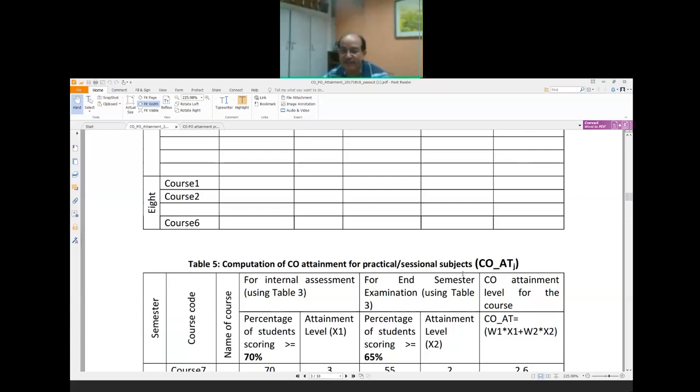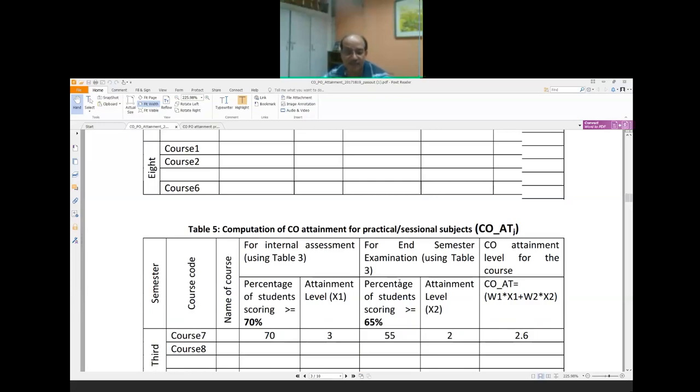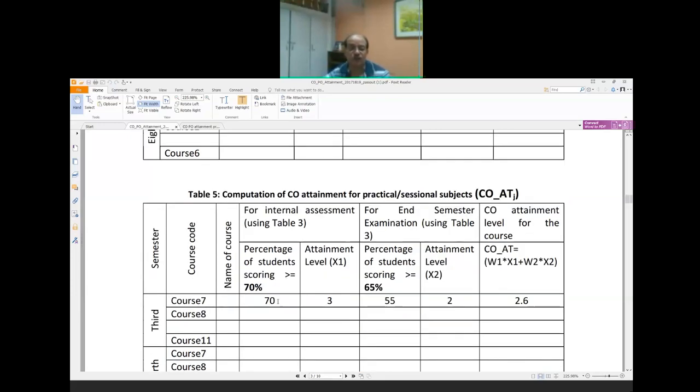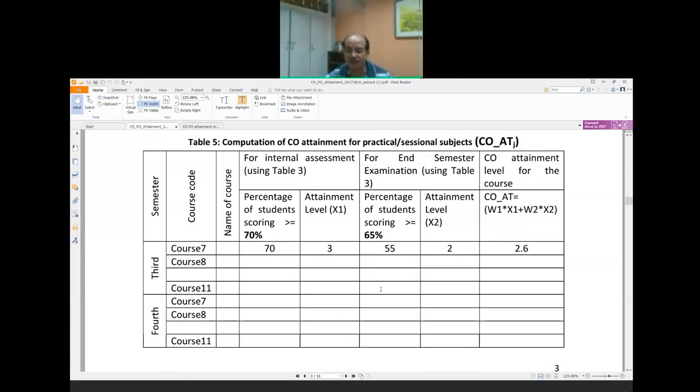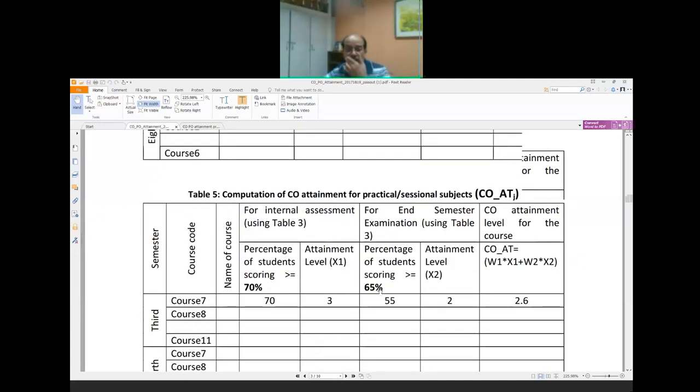the computation of CO attainment for the practical or sessional subject. We define the percent of students scoring greater than 70%. We say course 7, there are 70 students who score more than 70%. And then their attainment level in this particular scenario is 3. And in this particular case, if it is more than 65, we say attainment level is 2. And then again, I calculate this particular CO attainment level for the course as this particular value.